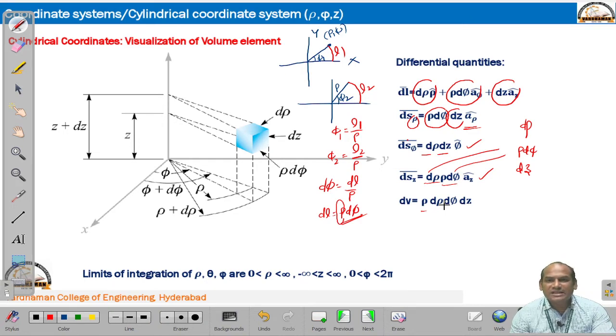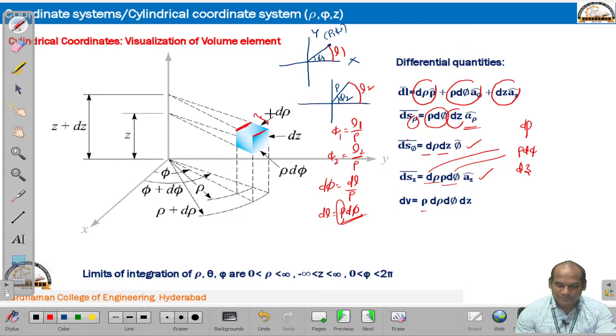So rho is nothing but moving away from the z axis or origin. If you observe, this is related to one particular rho value and this is related to another rho value, and this is the change you are getting due to travelling in the arrow direction, that means d rho.